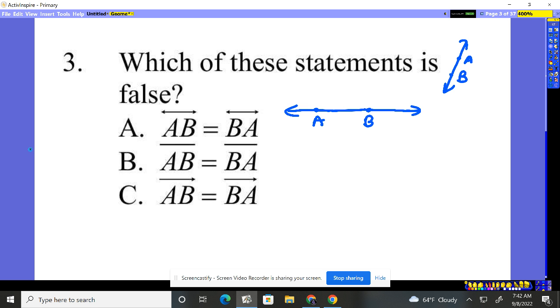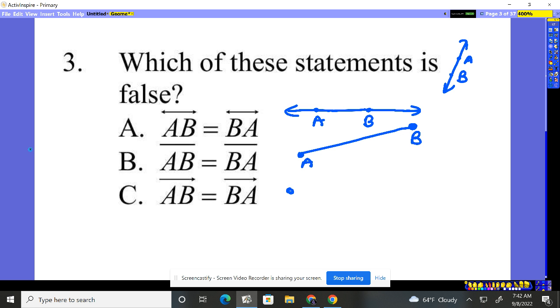What about part number B? B says line segment AB. So let's draw it here. Line segment AB could also be referred to as line segment BA. That's fine. Here, though, C is what's false.